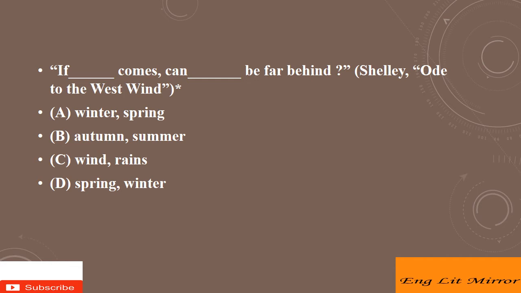"If dash comes, can dash be far behind?" This is the last line from Shelley's Ode to the West Wind. Options: A. Winter, spring. B. Autumn, summer. C. Wind, rains. D. Spring, winter. The answer is option A. If winter comes, can spring be far behind?